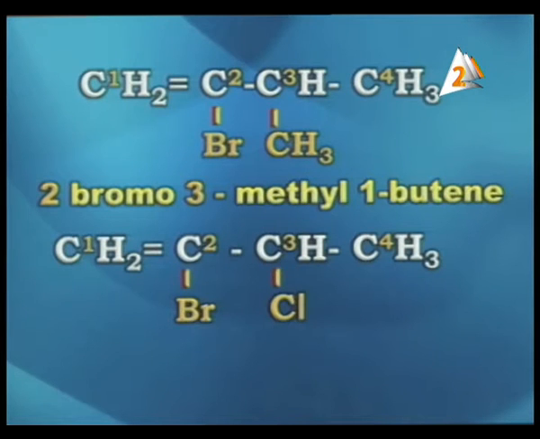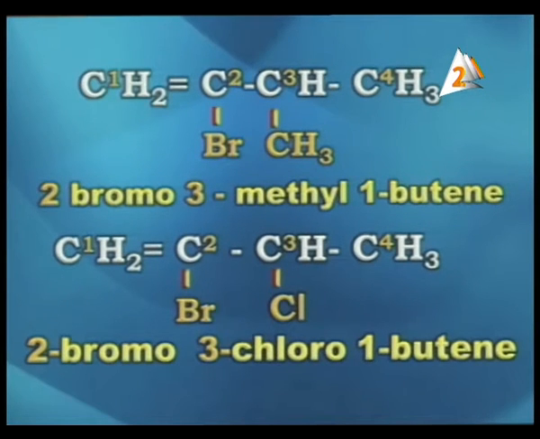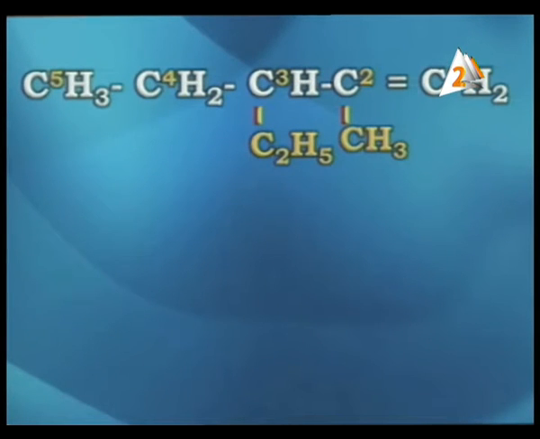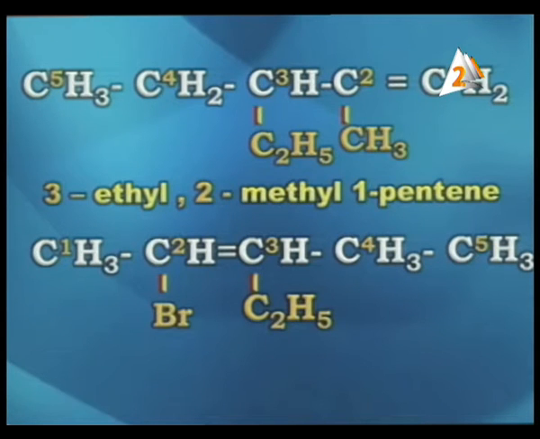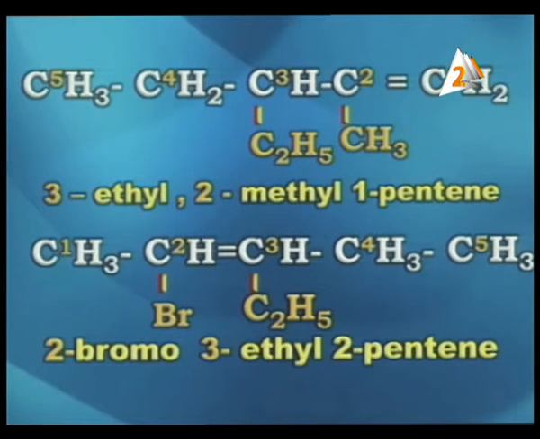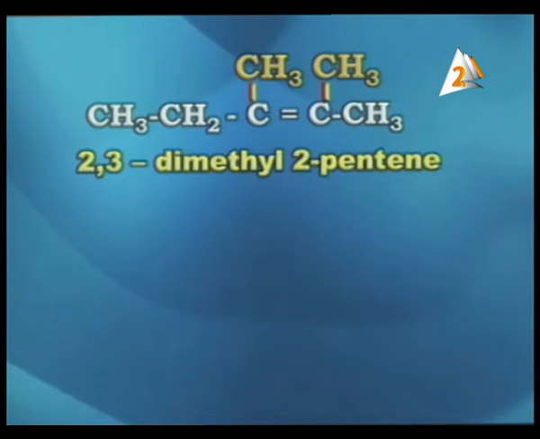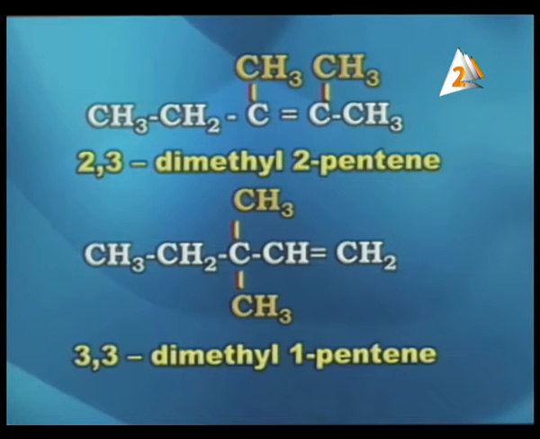And this molecule, 2-bromo-3-chloro-1-butene. And this molecule, my dear students, 3-ethyl 2-methyl 1-pentene, and this name will be 2-bromo 3-ethyl 2-pentene. And the molecule shown on the screen, it will be 2,3-dimethyl 2-pentene, and this molecule will be 3,3-dimethyl 1-pentene.